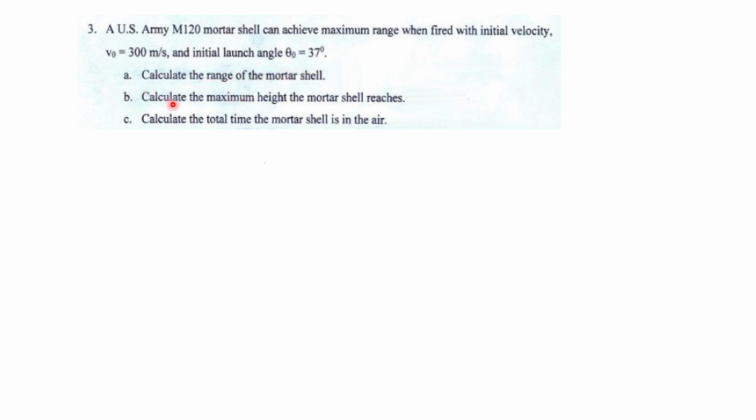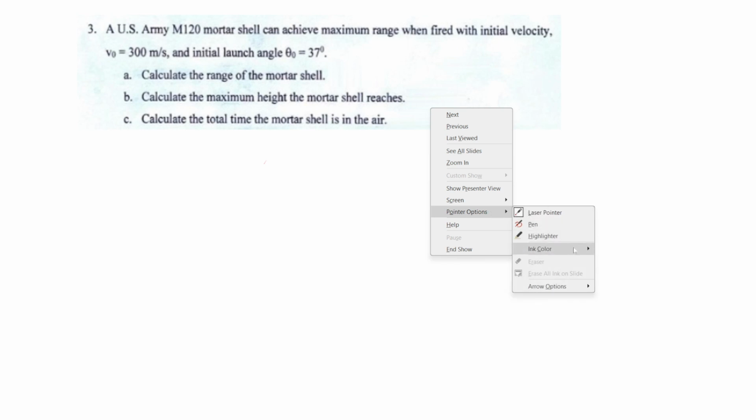That's the first question, and we got another question. Calculate the maximum height the mortar shell reaches and calculate the total time the mortar shell is in air. So we need to find the total distance, horizontal range, and maximum height, and total time it stays in the air. That means time of flight. Let me draw the diagram first.